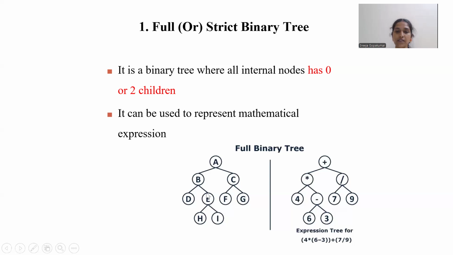In this particular example, the internal nodes are B, C, and E. All those are your internal nodes, whereas D, H, I, F, and G are the leaf nodes. Internal nodes have 0 or 2 children. Here B, C, E are internal nodes, and we have 2 children for each and every internal node. Those kinds of binary trees we call a full or strict binary tree.